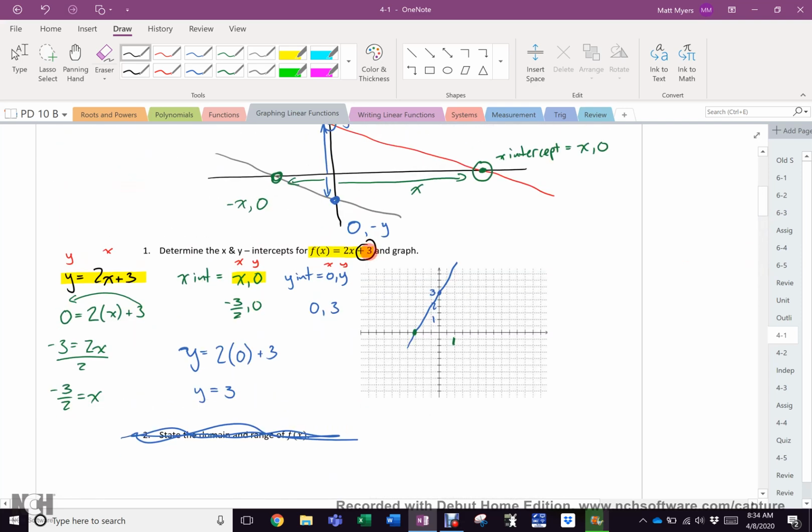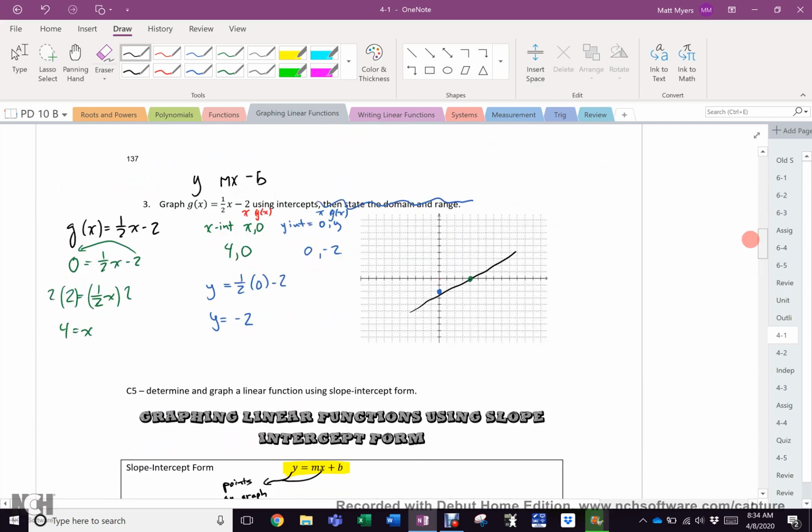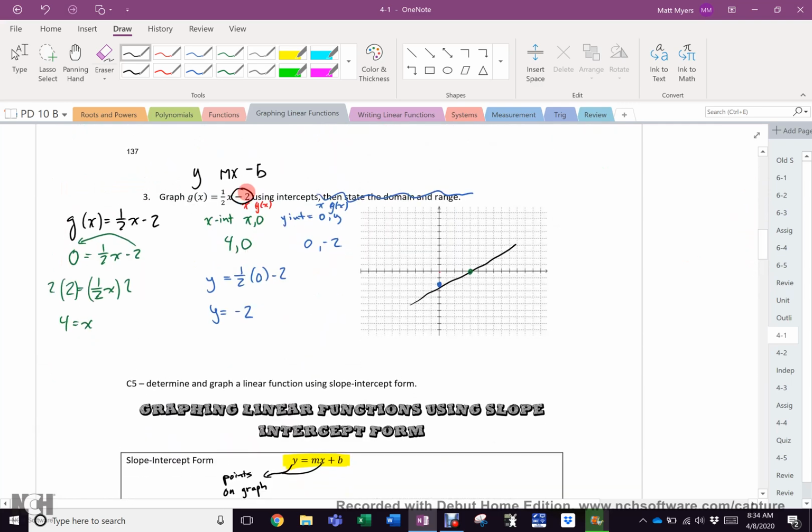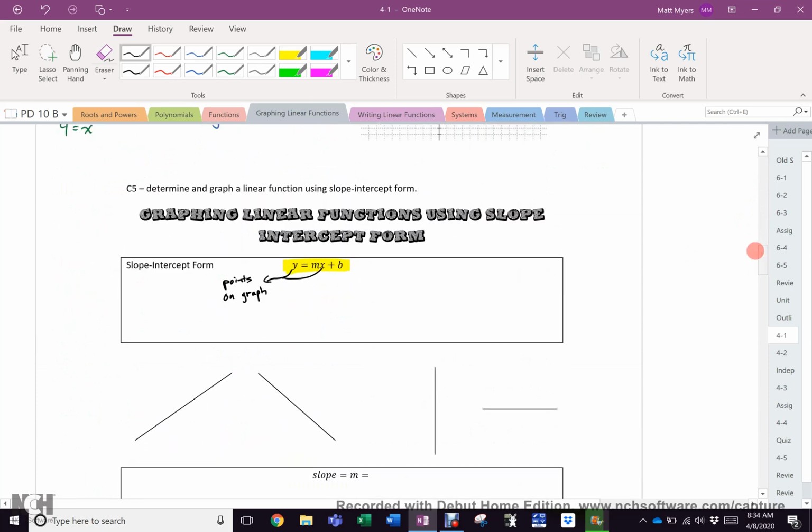What do you see right there? 3. What do you see right there? 3. What do you see right there? -2. What do you see right there? -2. So what does that tell us about this B value? This B value is automatically the y-intercept. So the only letter left is M.